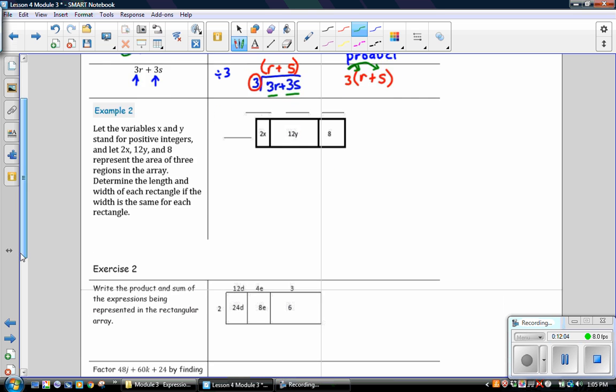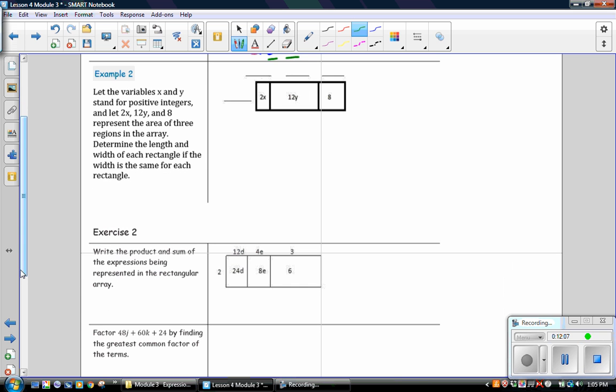Example 2. Let the variables x and y stand for positive integers. Let 2x, 12y, and 8 represent the area of the three regions in the array. So remember, if this is the area, then the length times the width would equal that number. Determine the length and the width of each rectangle if the width is the same for each rectangle. So here we want to figure out what number goes in the front here, and remember that it needs to be evenly divisible into 2, 12, and 8. If you start with the lowest number, that's going to help you find the answer faster.